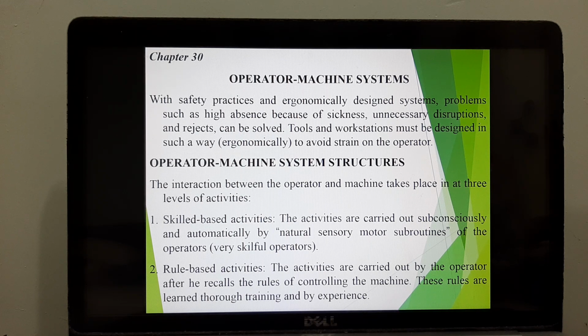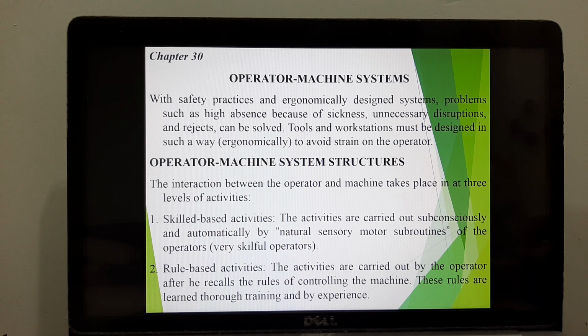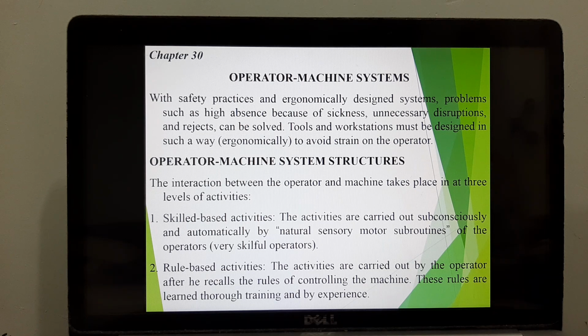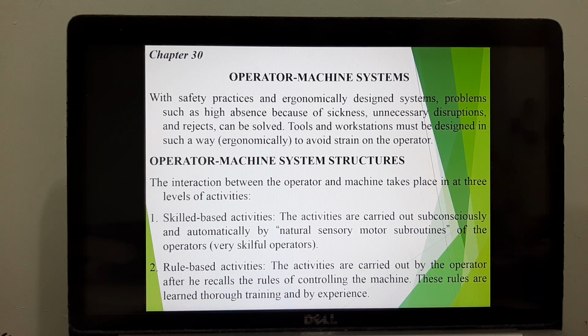Okay, follow the rules. I should do this, I shouldn't do that. This is how I operate the Catia software. This is how I operate the MATLAB software, step by step. So you learn things in procedure, step by step. When you keep doing this same task or procedure every day, day in, day out, then you become an expert, very well versed with whatever task you are doing. So rule-based activities are activities that are carried out by the operator after he recalls the rules of controlling the machine. These rules are learned through training and by experience.